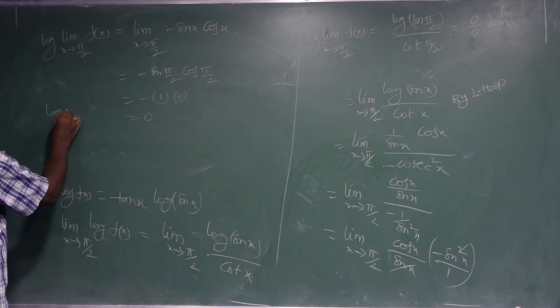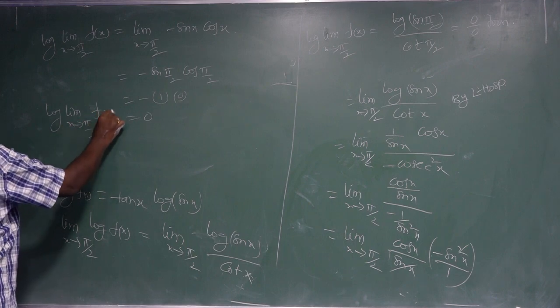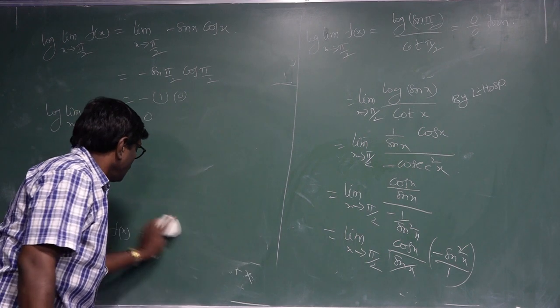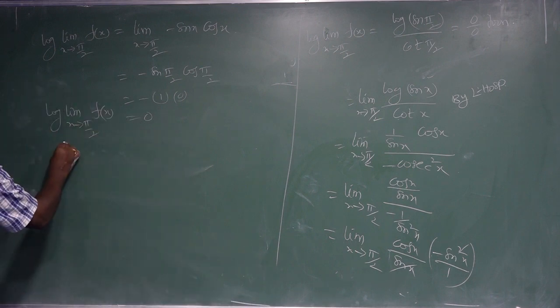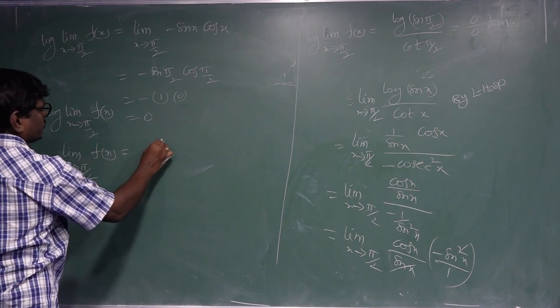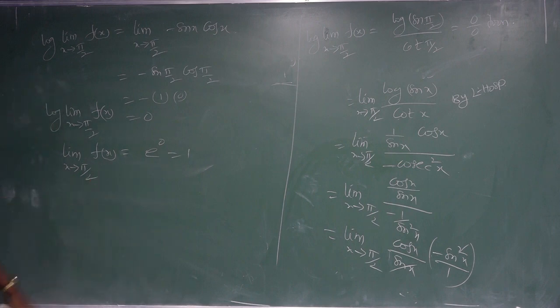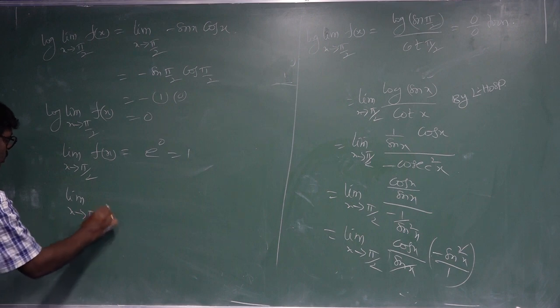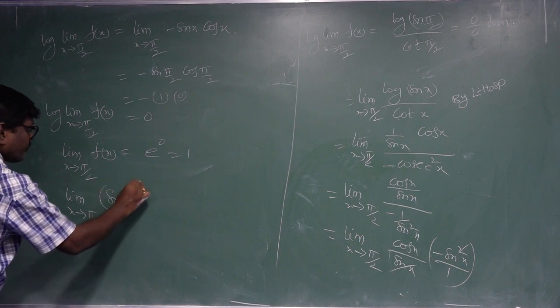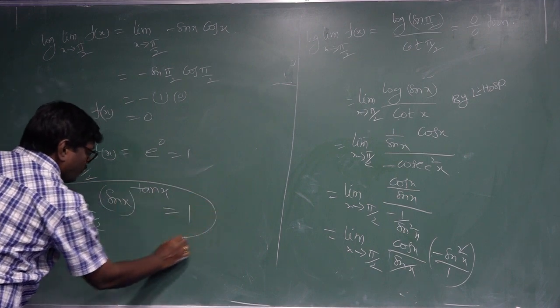Log of limit as x tends to pi by 2 of f of x equal to 0, so taking log outside, limit as x tends to pi by 2 of f of x equal to e power of 0. E power of 0 value is 1. The value of limit as x tends to pi by 2 of sin x power of tan x equal to 1. This is the final answer.